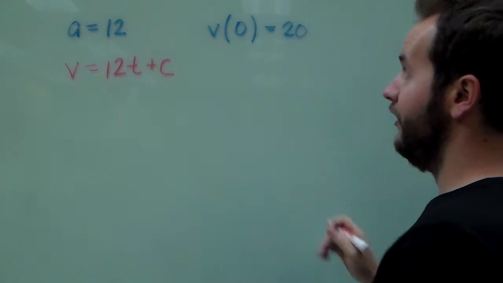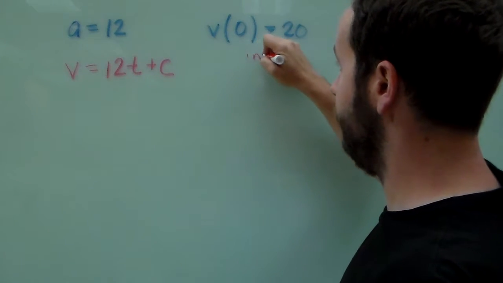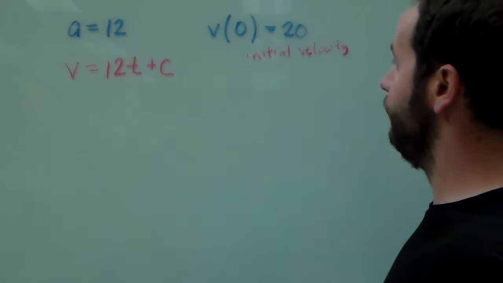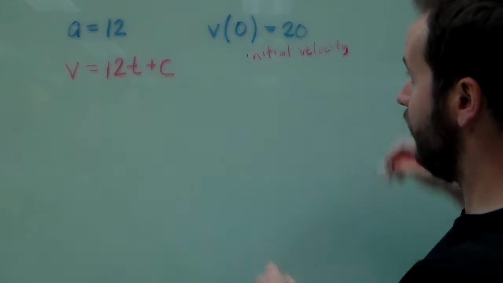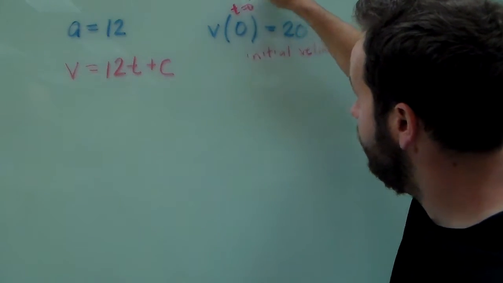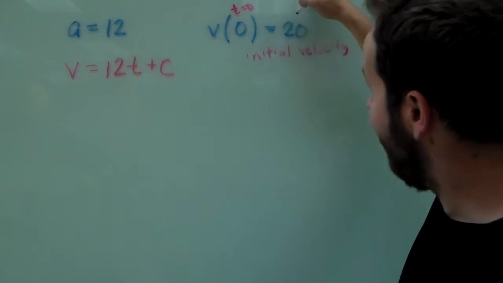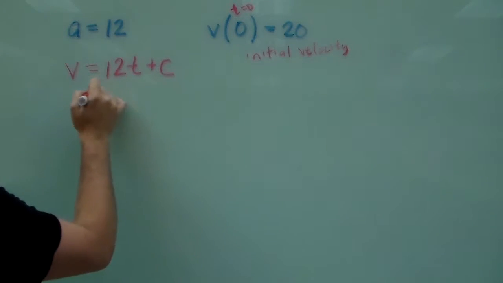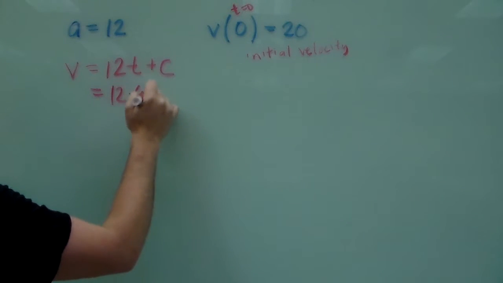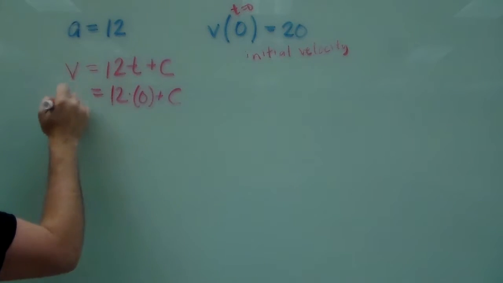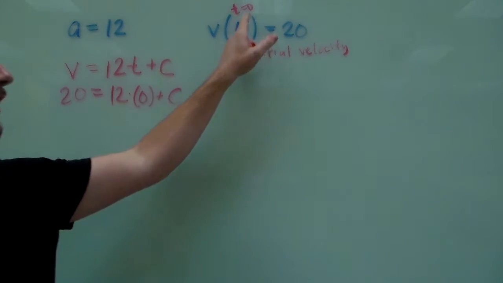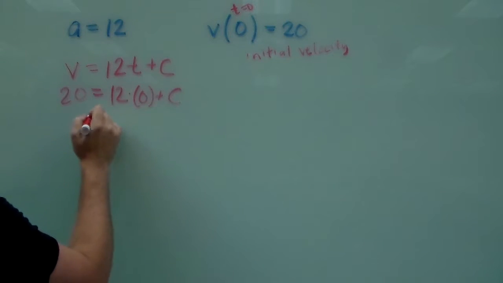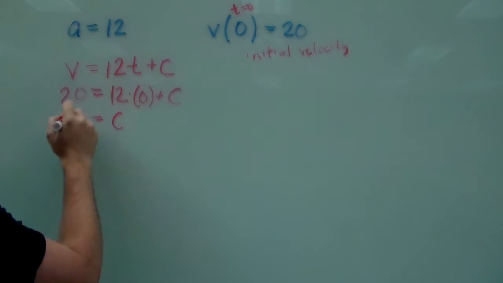Now, we're also told the initial velocity. Let's write down initial velocity. We're told that Brenda's initial velocity is 20 feet per second. So what that means is when I plug t equals 0 in for v, I get 20 out for v. So I'm going to plug 0 in for t here, and I'm supposed to get 20 out for v. Now I have 12 times 0 is 0, which gives me c is equal to 20.